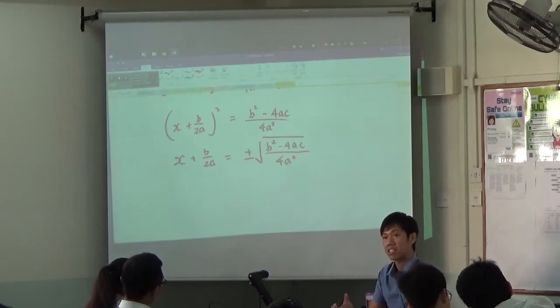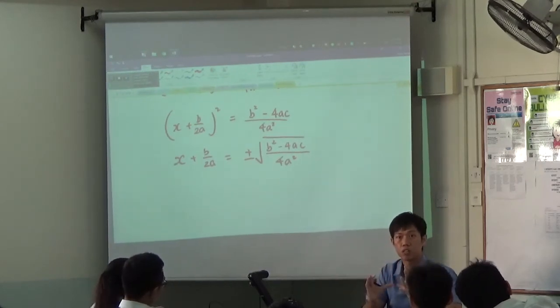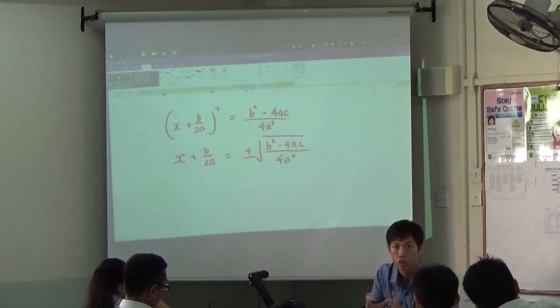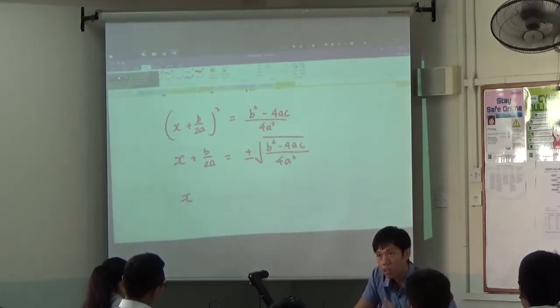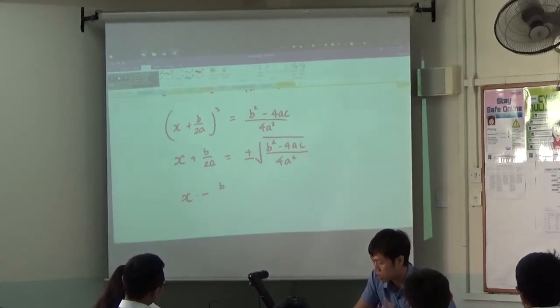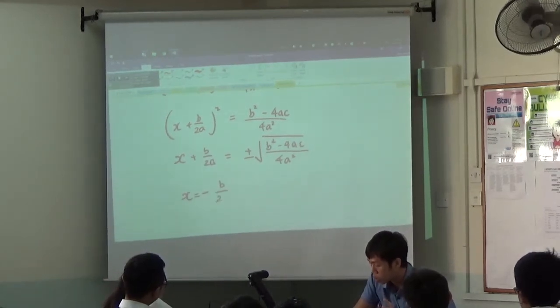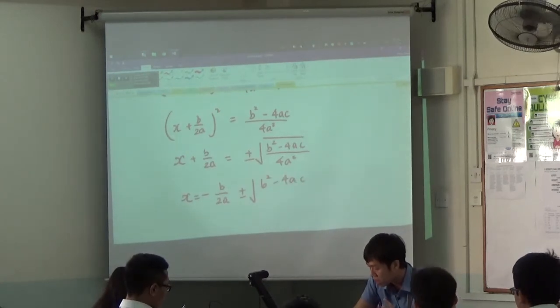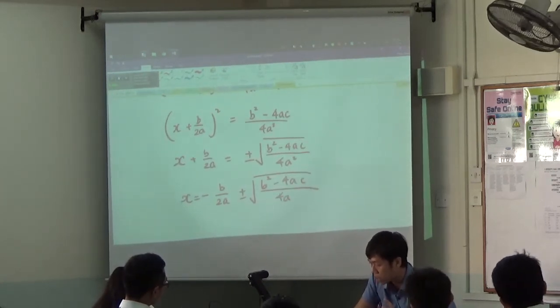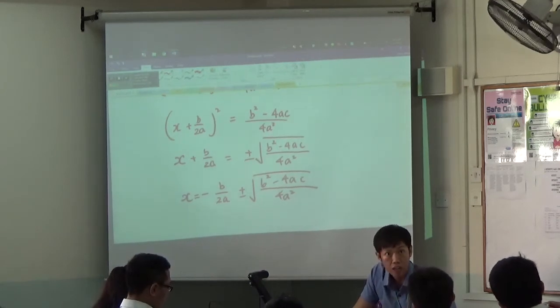My x is starting to be isolated. I only want x. What do I do? Minus. What do I minus? Minus b. So x equals minus b over 2a plus minus square root b square minus 4ac over 4a square. Am I right so far?